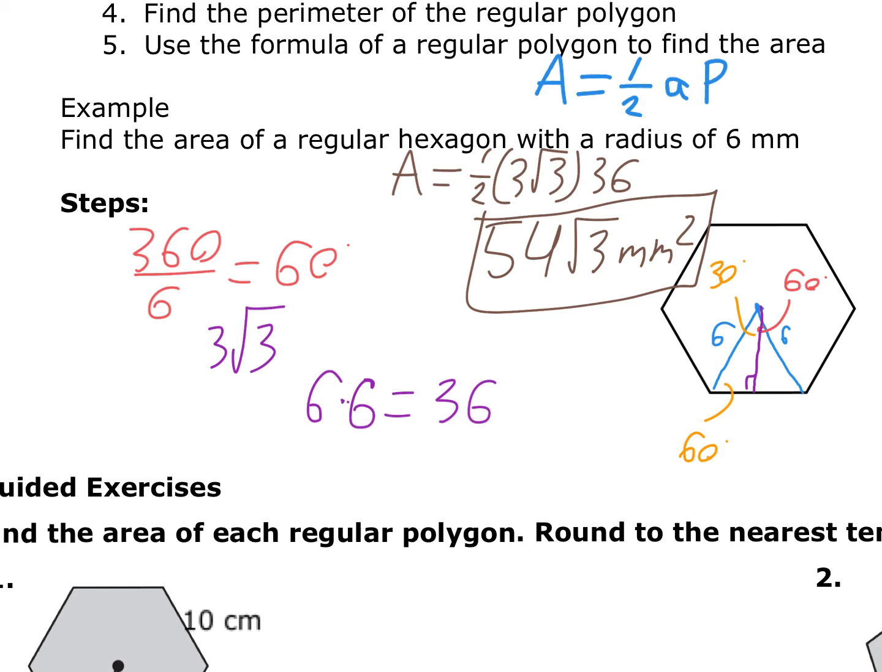It doesn't tell us to round anything, so we're going to leave it as a square root of 3. If it did tell us to round things, we would multiply out that square root of 3 and round appropriately.